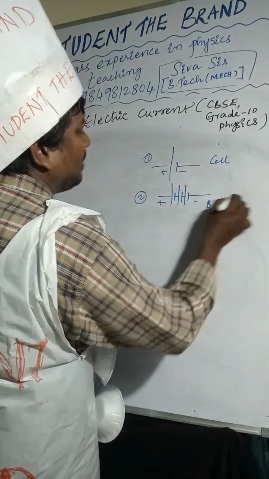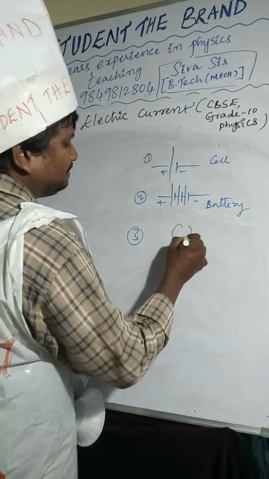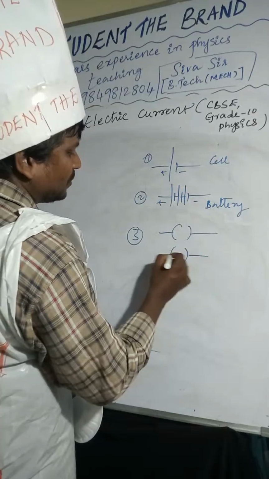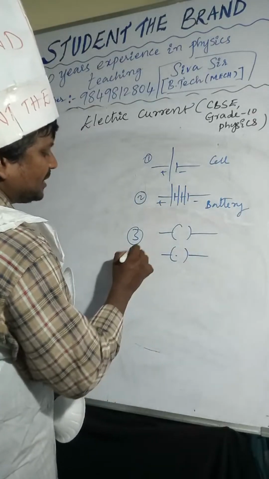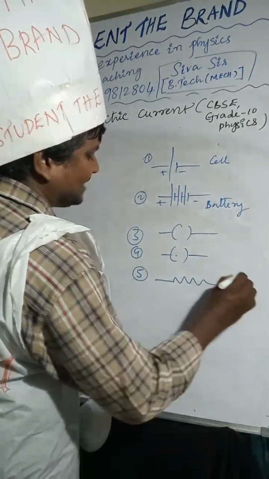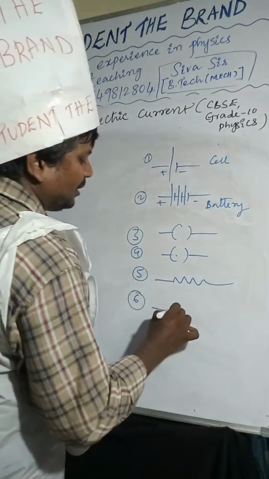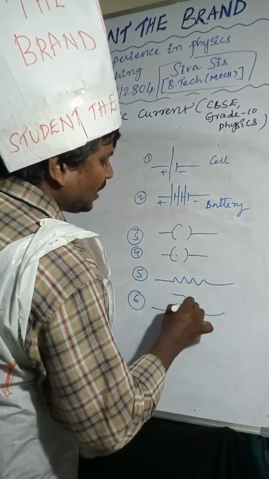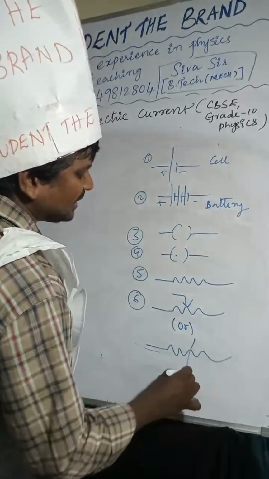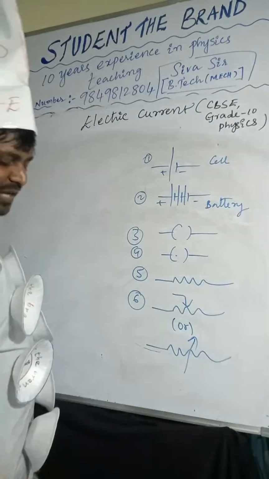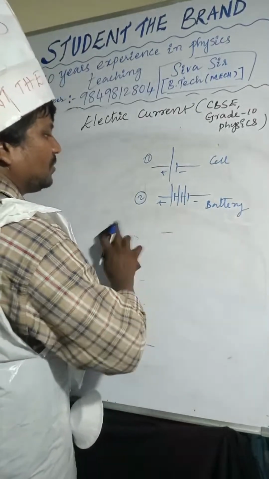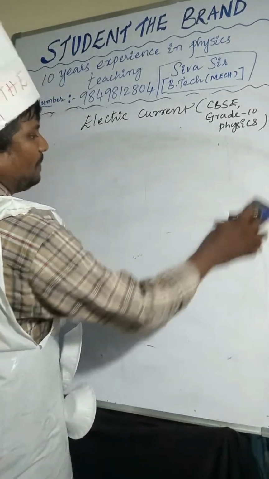Third one, open switch. Next one, closed switch. Fifth one is resistor. Sixth one is rheostat; either this symbol or like this also we can take the rheostat. Next one, ammeter, voltmeter. Next, wire joining, wire crossing, bulb. So these are the electrical appliances.